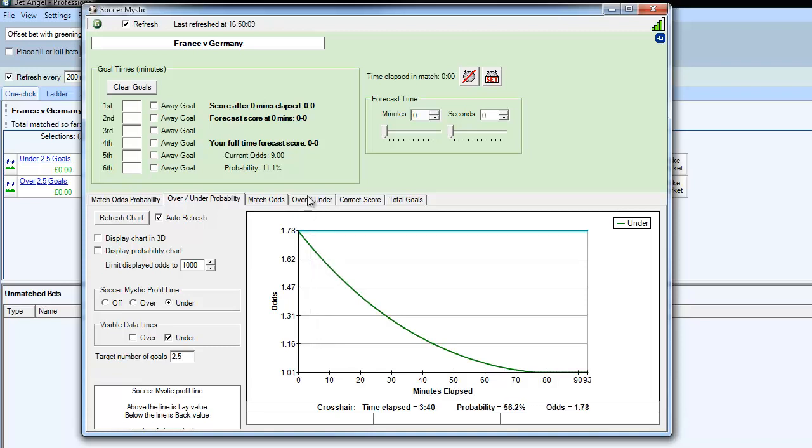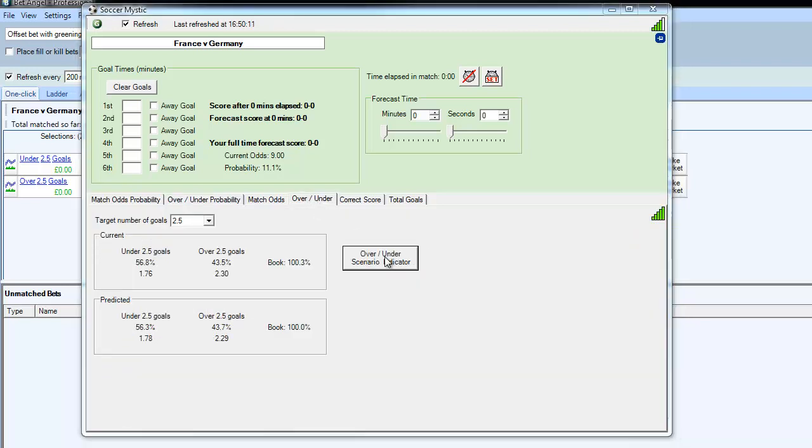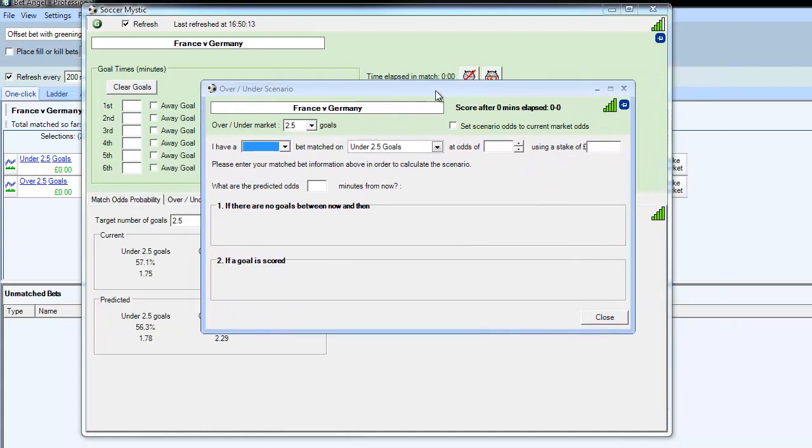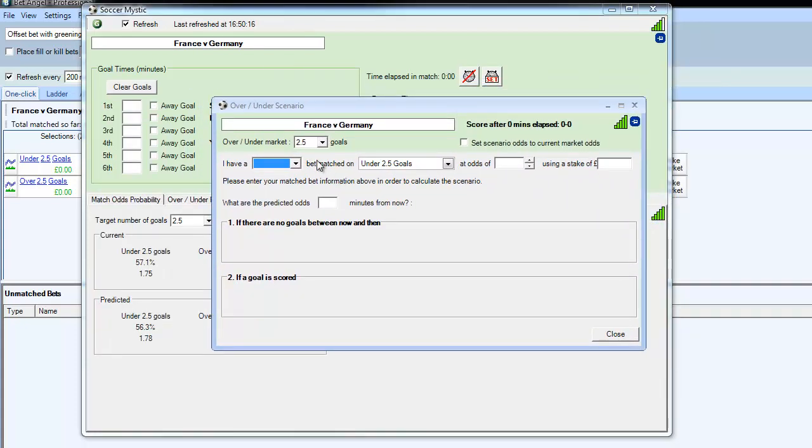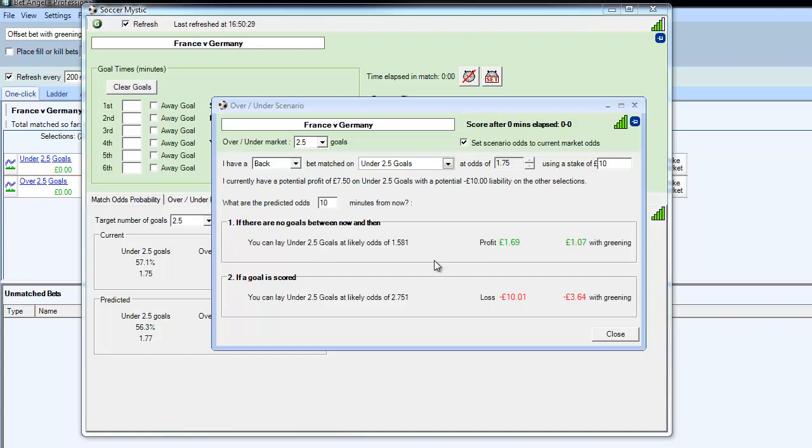If you want to use the scenario indicator, you can do so here, and it will allow you to do this in a less visual form. So I'm on the over and under 2.5 goal market. I have a back bet matched on under 2.5 goals at odds of 1.75 with a stake of £10. What are the predicted odds 10 minutes from now? You can see here, this is basically saying you'll make £1.69 profit on your £10 within 10 minutes, basically, or on or around 10 minutes.